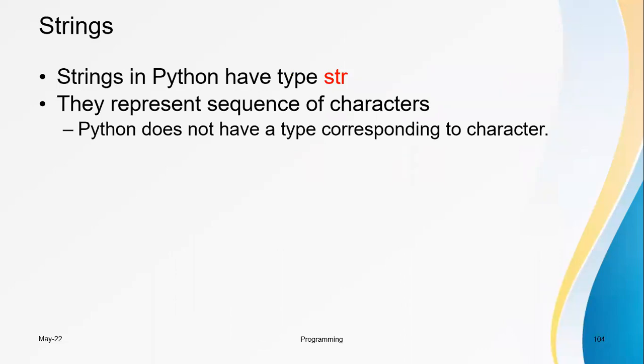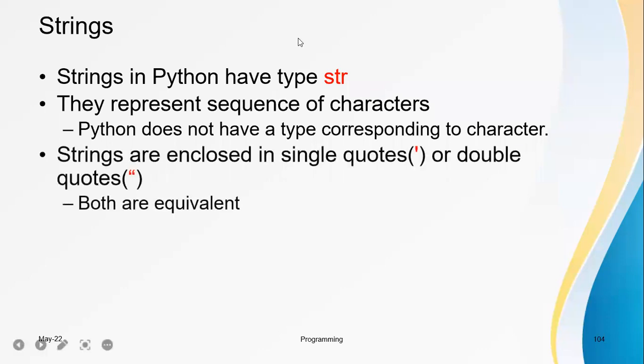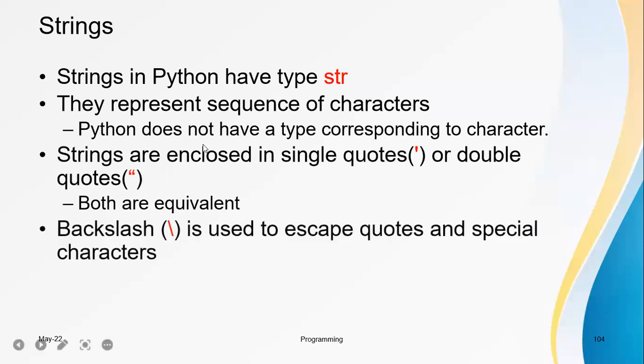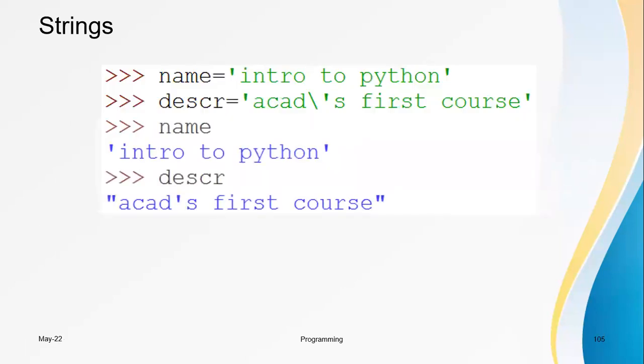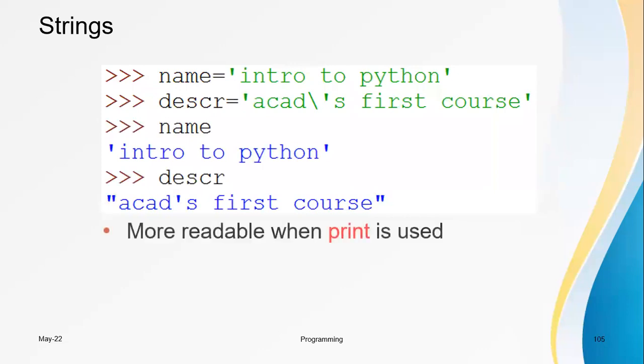See, strings in Python have a type called str, and they represent a sequence of characters. You know what a string is? Python is itself a string. A backslash is used to escape quotes and special characters. Intro to Python, these are all strings.